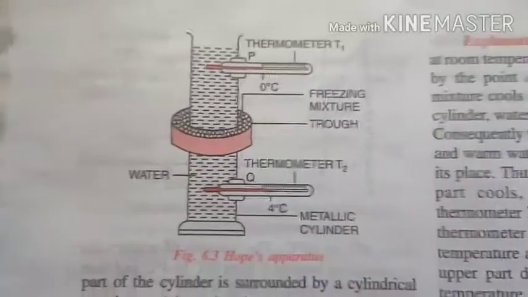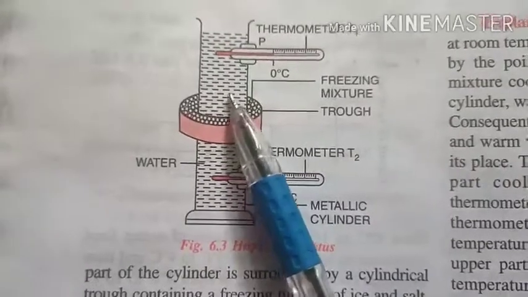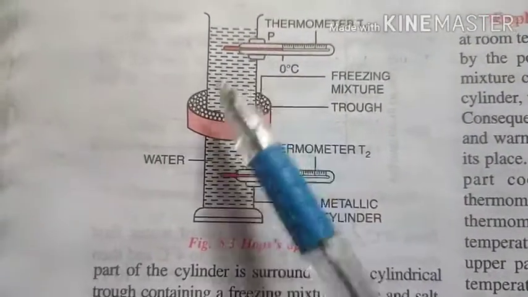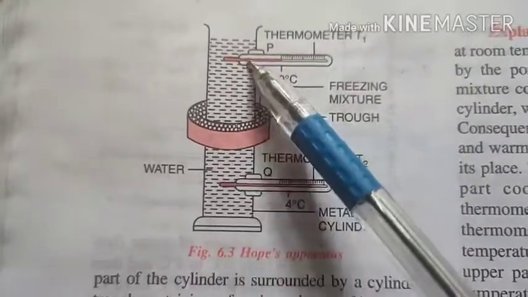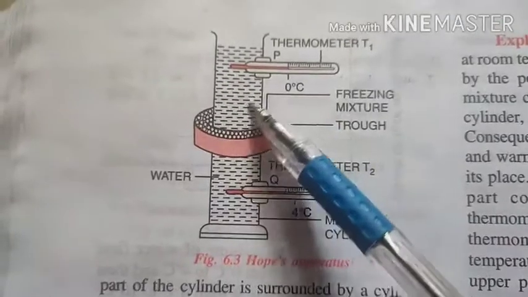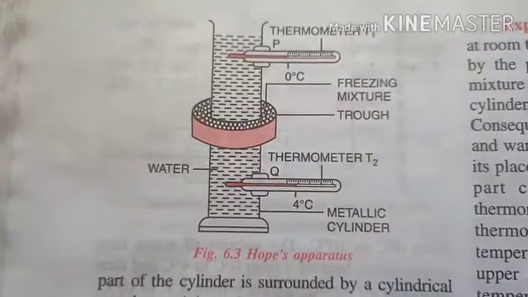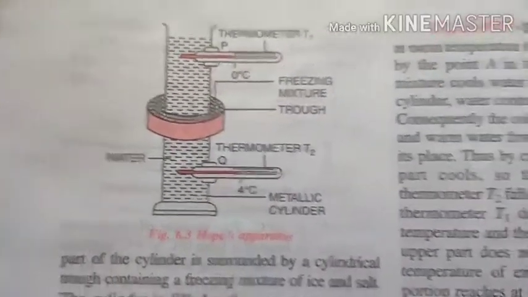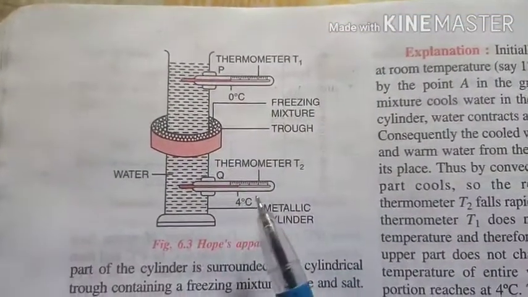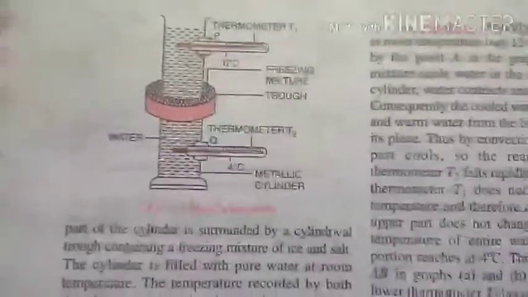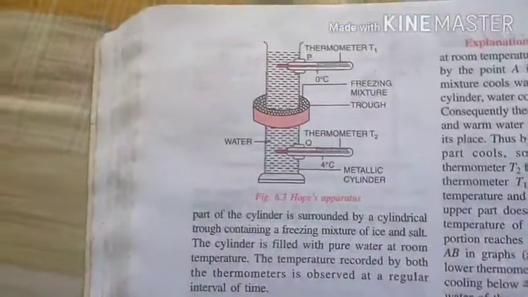Here it can only become 4 degrees Celsius below, because below 4 degrees Celsius the water starts expanding. As a result, only the water from above will go down, and it won't be able to go up. Finally the water cools down, and the upper region becomes 0 degrees Celsius, and the lower region becomes 4 degrees Celsius. So the final temperature of thermometer T1 is 0, and the final temperature of thermometer T2 is 4 degrees Celsius. Understood? This is the consequence of the anomalous expansion of water.